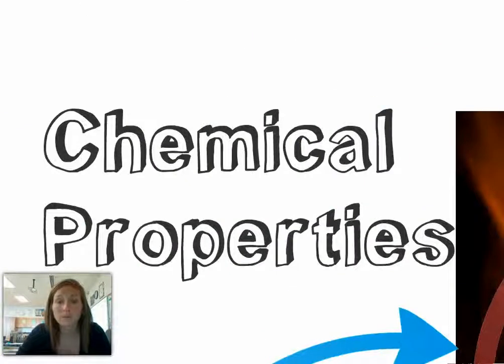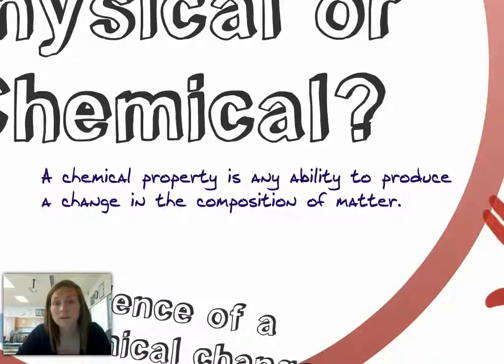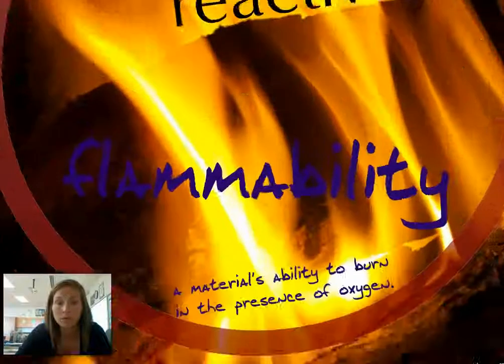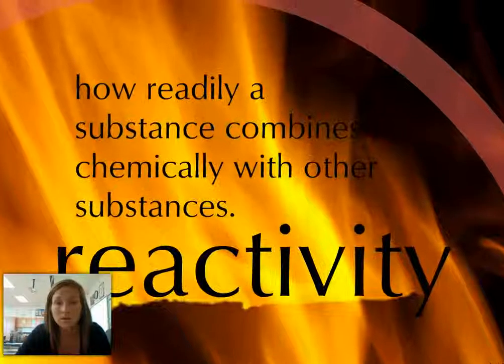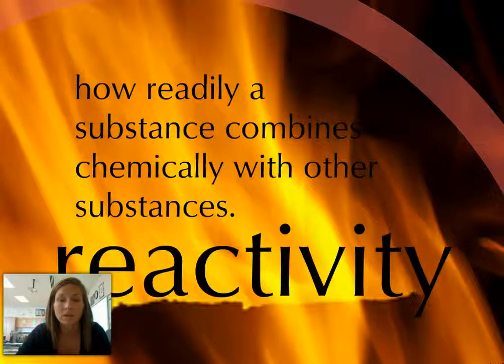And now we're going to talk about chemical properties. And this is any ability to produce a change in the composition of matter. So if the substance's molecular structure is actually manipulated and changed, then that would be a property that would be considered chemical and would also be evidence of a chemical change. But first of all, the two main properties that are chemically related are flammability, which is a material's ability to burn in the presence of oxygen, and reactivity, or how readily a substance combines chemically with other substances.